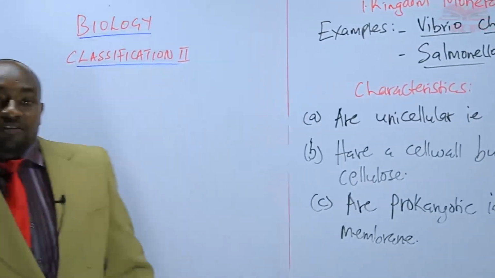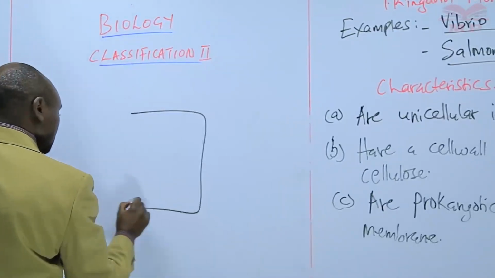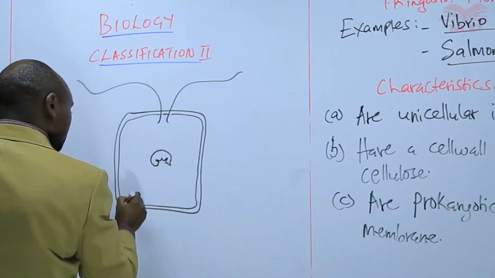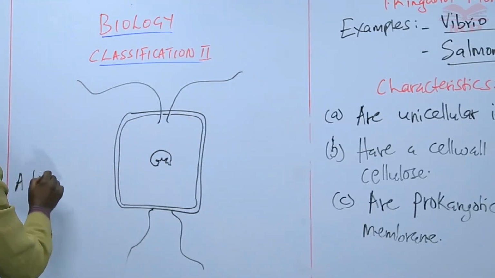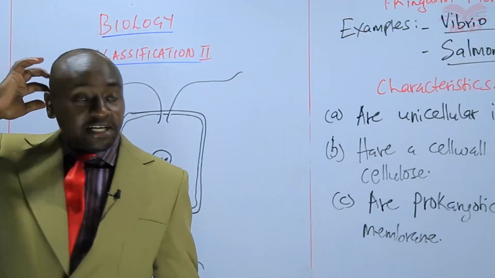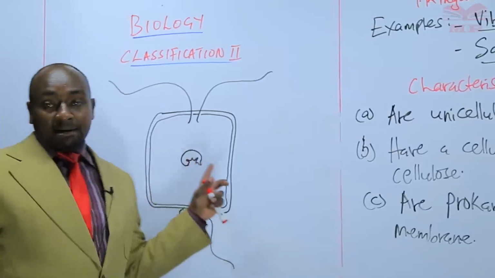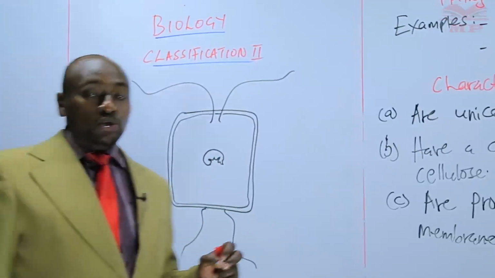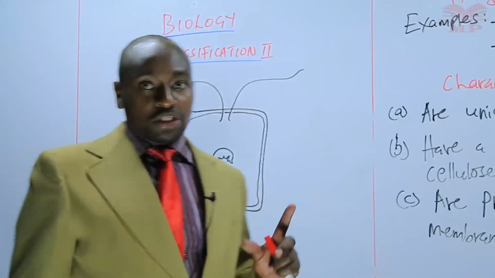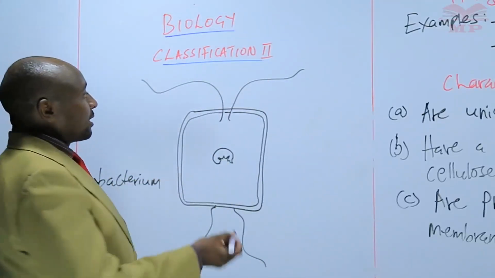So we are going to have a diagram of a bacterium. We are going to look at a general structure of a bacterium. And when a student is drawing a diagram in biology, you should make sure that the diagram is not shaded. It's not supposed to be shaded. So we shall label our diagram.